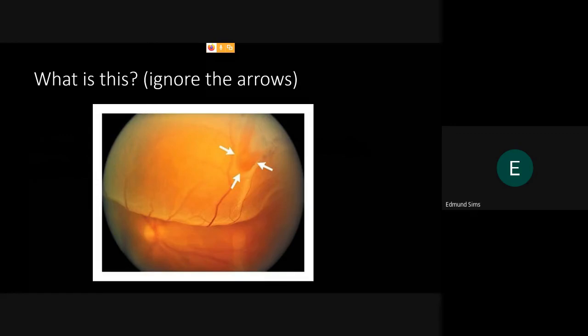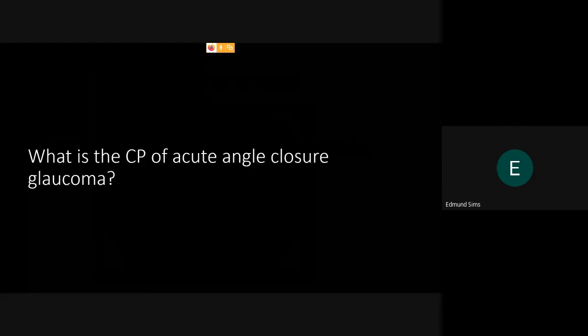Okay, what's this? Ignore the arrows. I've not shown this photo to you, so I'm being a bit mean. Is it a vitreous hemorrhage? Not quite. It's actually a retinal detachment. It's very mean of me because I've not sort of shown you this, but I've shown it to you now, so sorry about that. Okay, what is the clinical presentation of acute angle closure glaucoma? Oh, Habas has said retinal detachment in the comments, so well done.